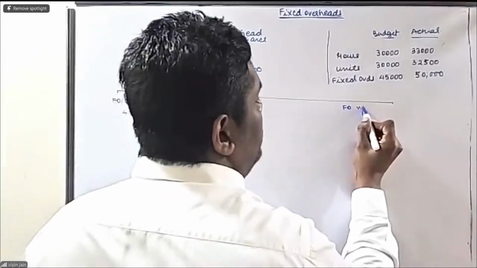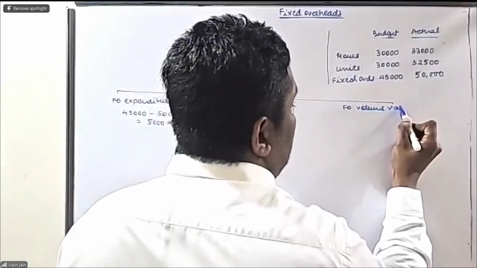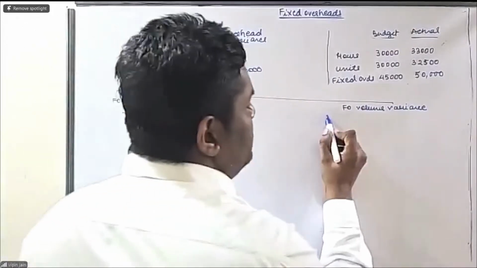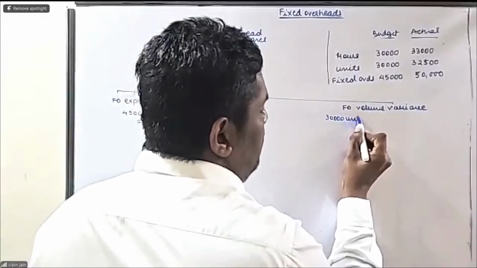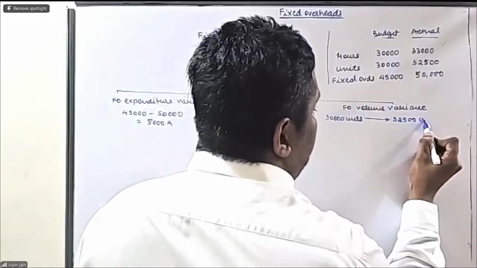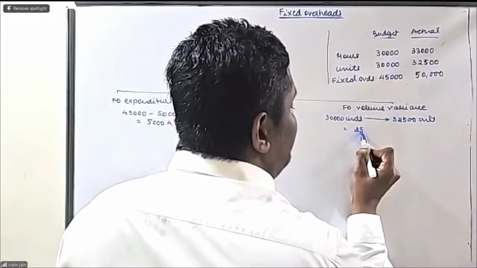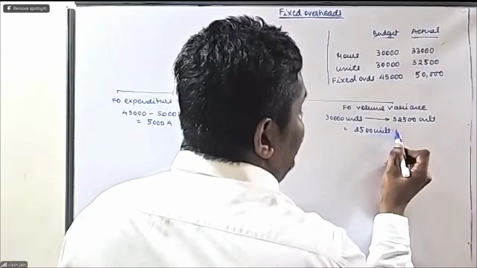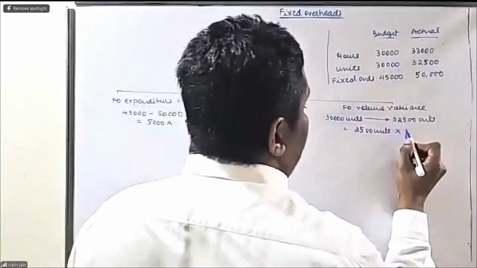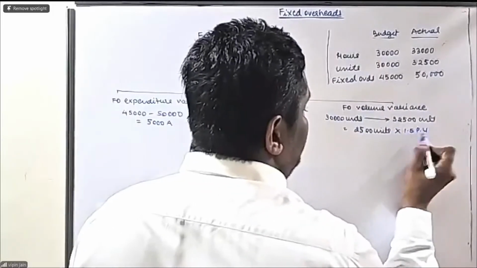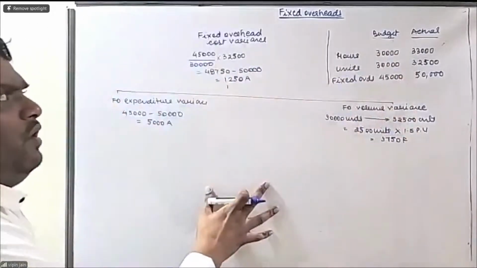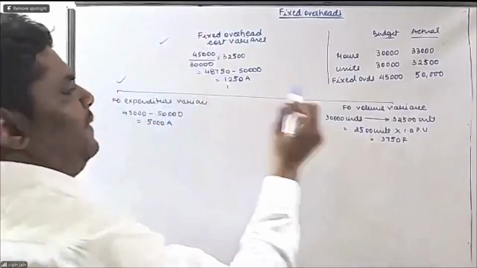Next is fixed overhead volume variance. Again, there will be no change in volume variance. 30,000 units we were supposed to manufacture, and actual units manufactured were 32,500 units. So 2,500 units extra we manufactured. Since it is units, we'll be taking the rate per unit, that is 45,000 divided by 30,000. So this will be 1.5 per unit. So if days are not given, there will be no change in cost, expenditure, and volume.